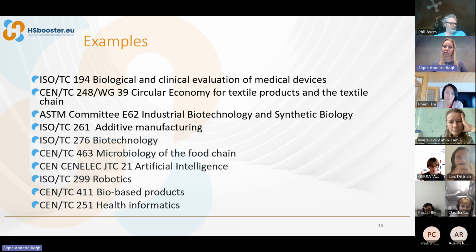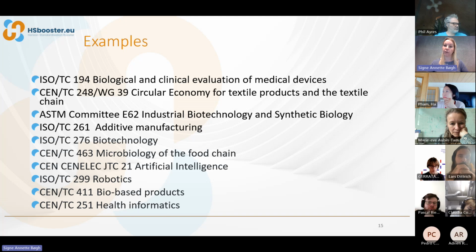As mentioned, you're going to get this presentation afterwards, so you don't have to note down any numbers. Oh, and I just forgot to say here, here it says CEN, TC. CEN is the European Standardization Organization. And WG stands for Working Group. So ISO is the international one, and CEN is the European one.